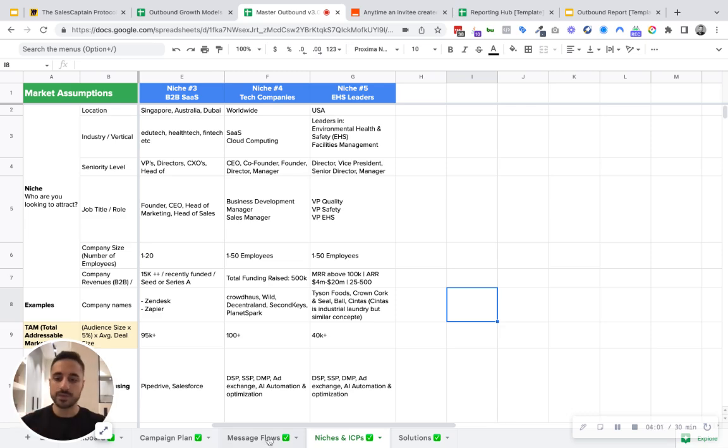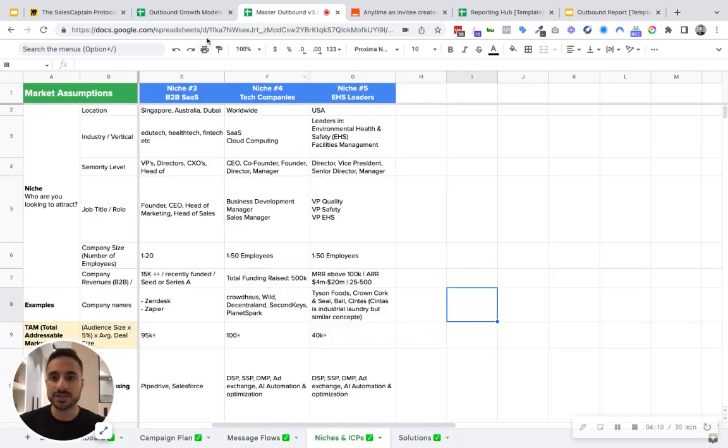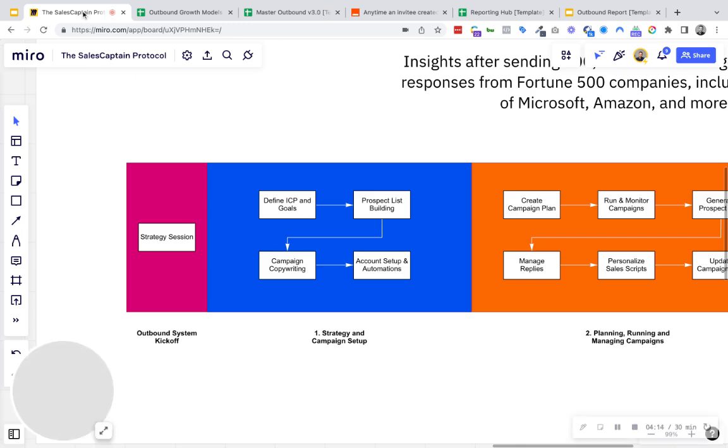This ties in directly with the message flows. This is a really quick example for a campaign, including 4 different messages for those flows for targeting these specific niches. These are the first steps along with the list building that take place.